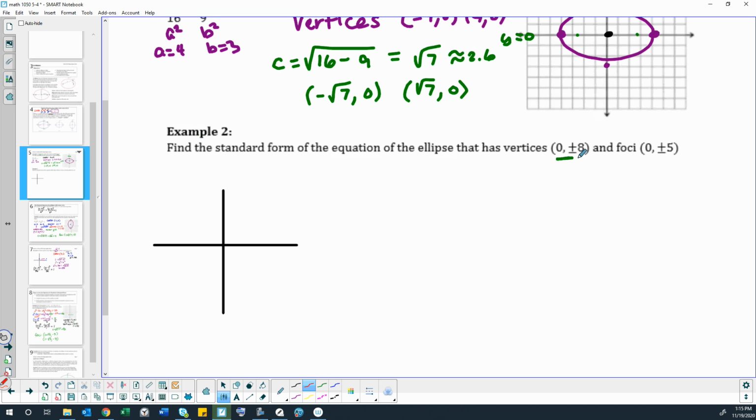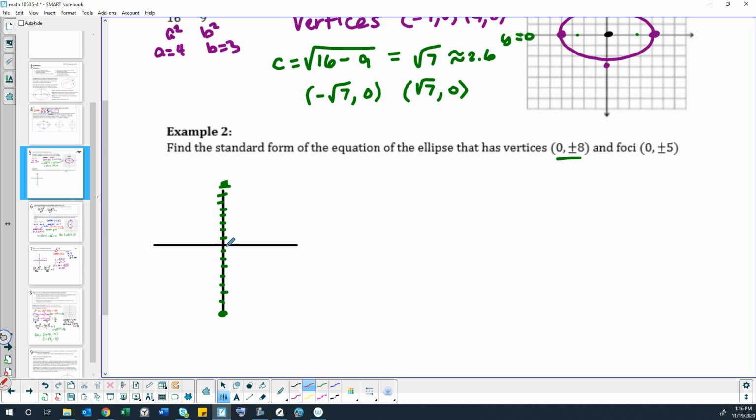So our vertices, it says, are at 0, plus or minus 8. Now this time, a point with a 0 at the beginning means we're not going to go left or right from 0, we're just going to go up. So 1, 2, 3, 4, 5, 6, 7, 8. Put a point there, and then the other one would be 1, 2, 3, 4, 5, 6, 7, 8 with a point there. So there's our vertices.